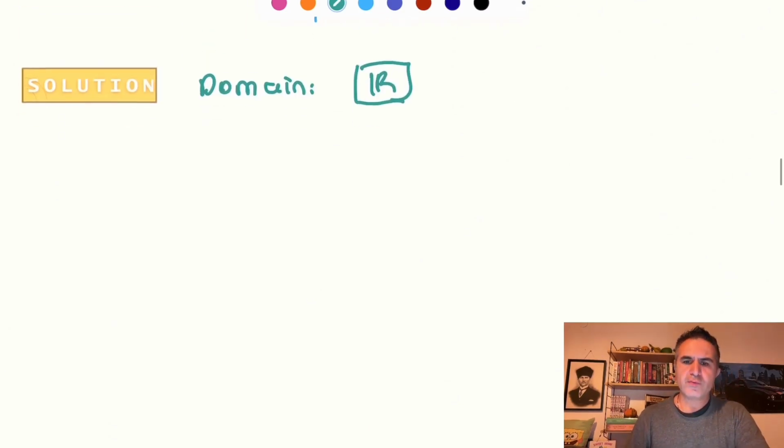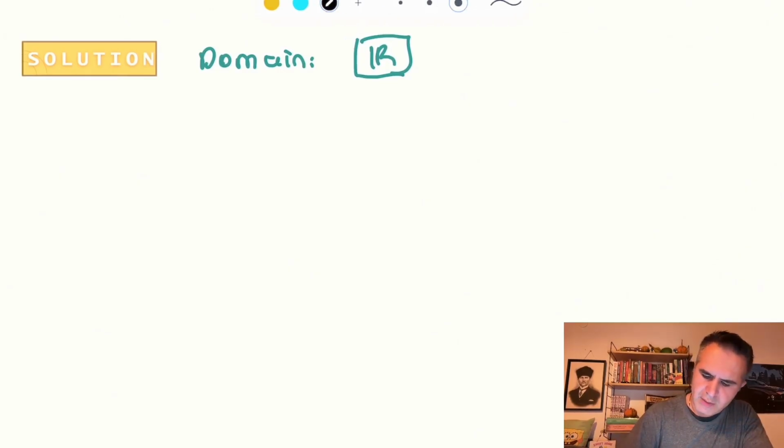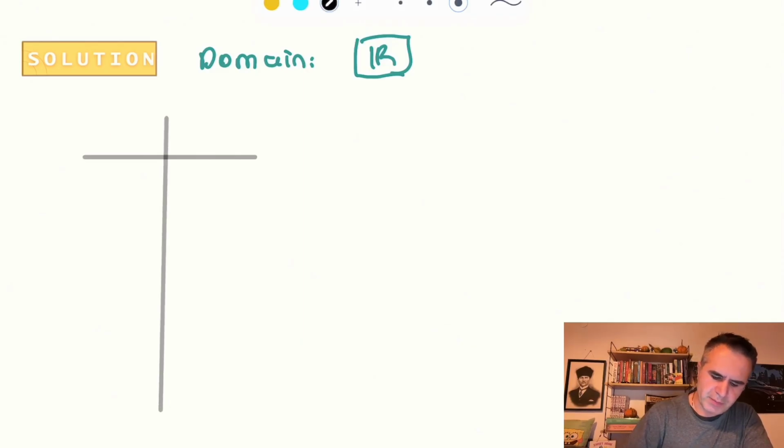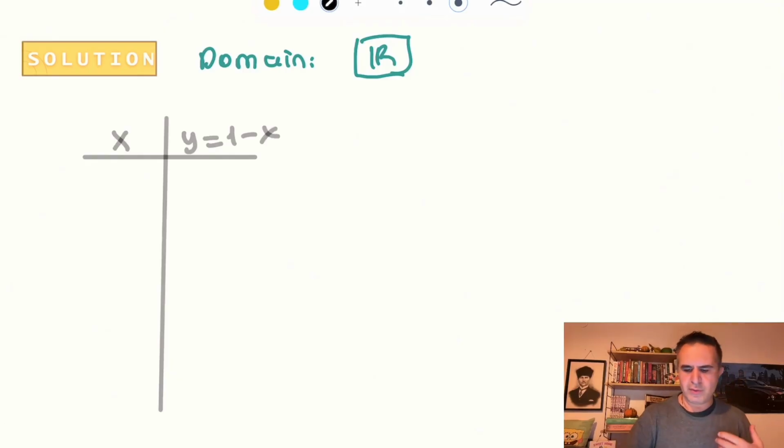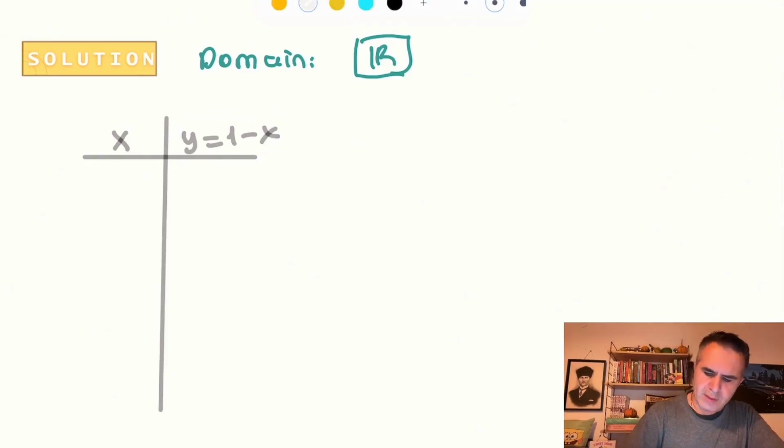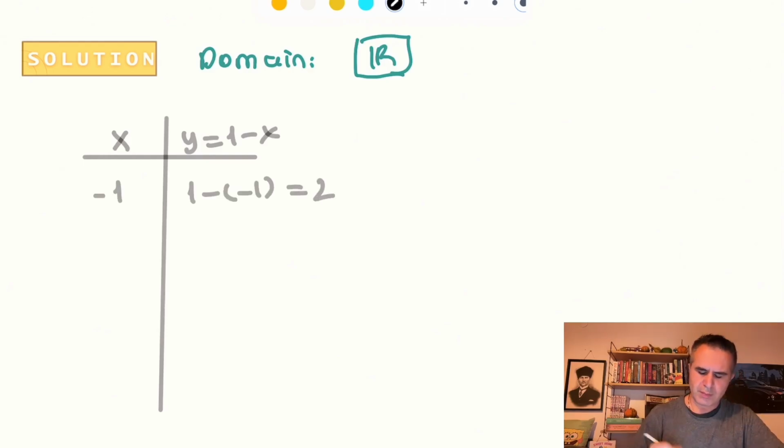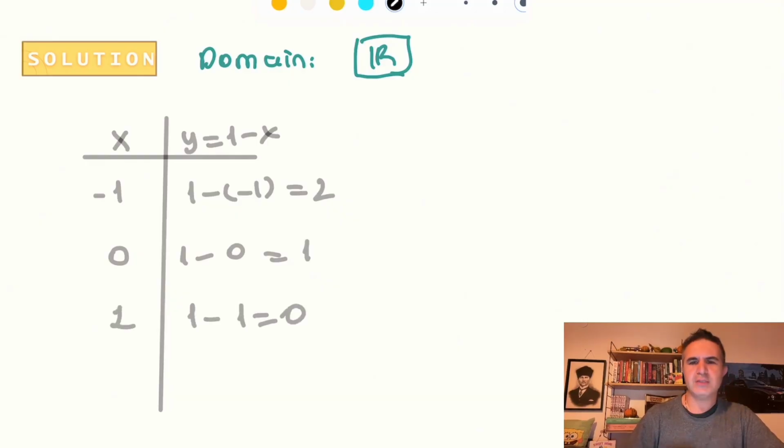And to graph the function, I will make a chart for this. X values will be here, and my y values, y equals 1 minus x, will be here. For x equals -1, y equals 1 minus -1 equals 2. If x equals 0, then y equals 1 minus 0 equals 1. If x equals 1, then y equals 1 minus 1 equals 0.